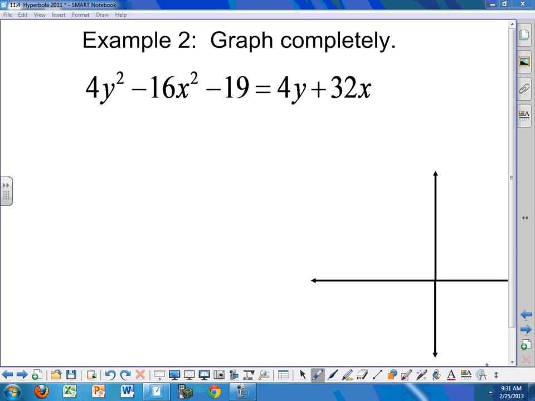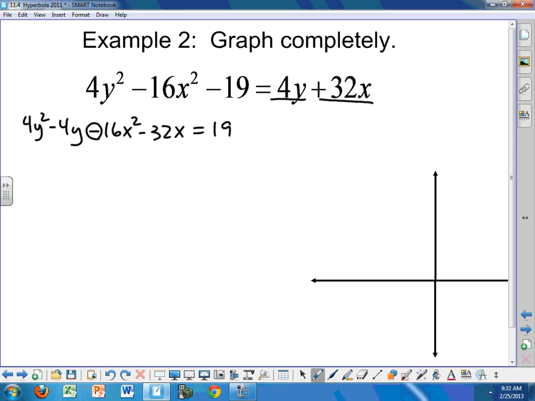First of all, let's get all of our values together, the 4y squared, and then minus 4y. I'm going to take this 4y to the other side. So we're cranking out some algebra now. Minus 16x squared. Move this over there, minus 32x. And then that's going to equal 19. Now this is one of the trickiest completing the square problems that we have in Algebra 2 because of the fact that we have this negative right here. Let me show you how this works out.